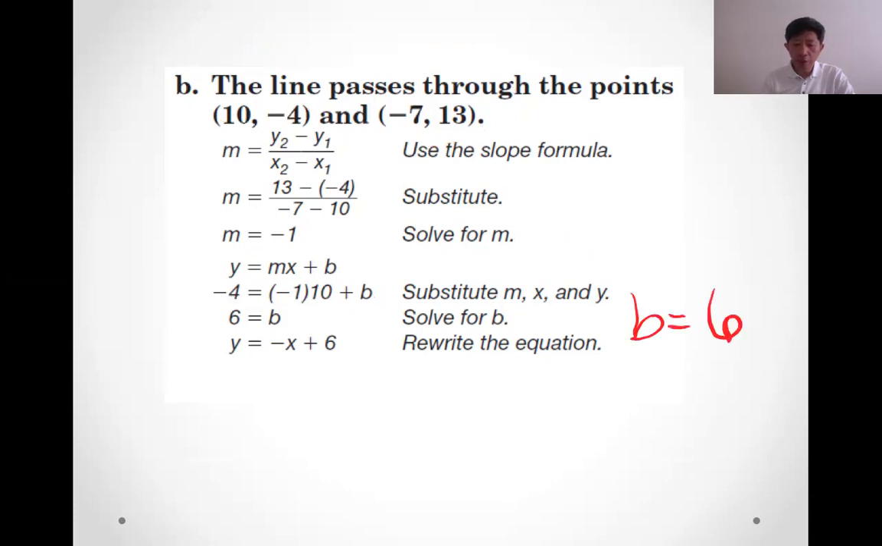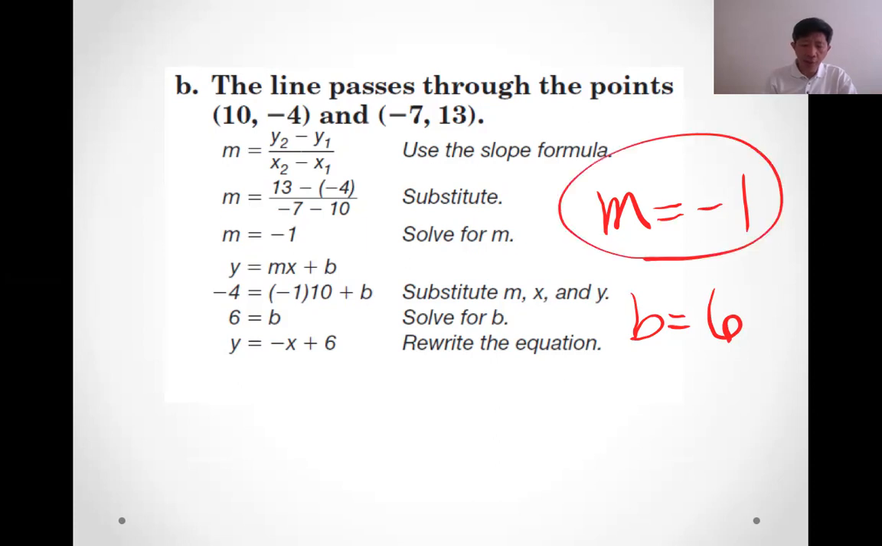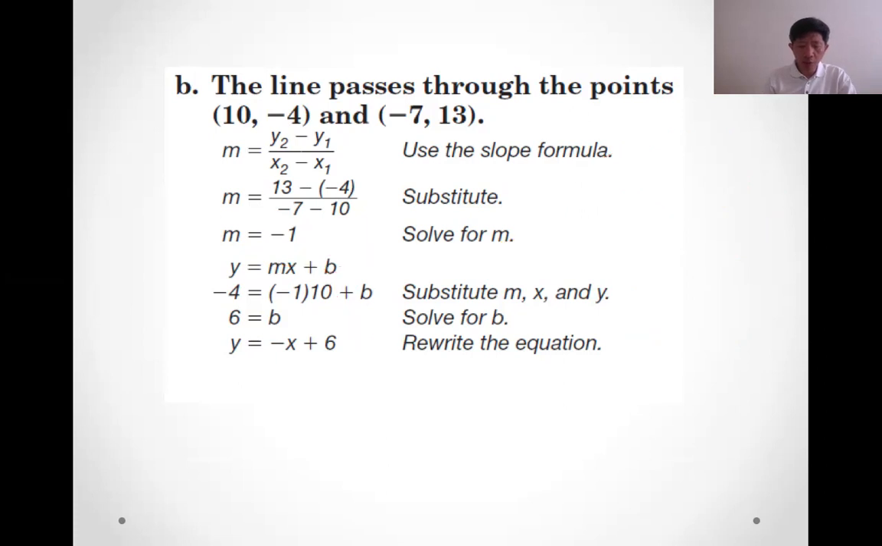Now here, I already calculated the slope is equal to -1. So I know the slope and I know the intercept. Then I plug the slope and the intercept into the equation, so I can find the equation. Therefore, I got the equation y equals negative x plus 6.